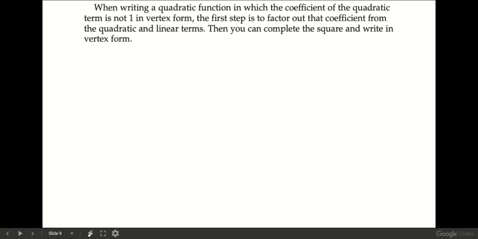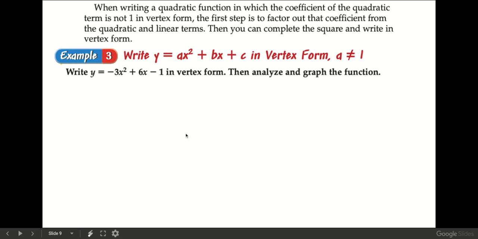When writing a quadratic function in vertex form in which the coefficient of the quadratic term is not 1, the first step is to factor out that coefficient from the quadratic and linear terms. Then you can complete the square and write it in vertex form. So here we're going to deal with a problem. Notice how it's not 1x squared, it's negative 3x squared. We're still going to follow the same strategy, except we're going to factor it out in order to complete the square.